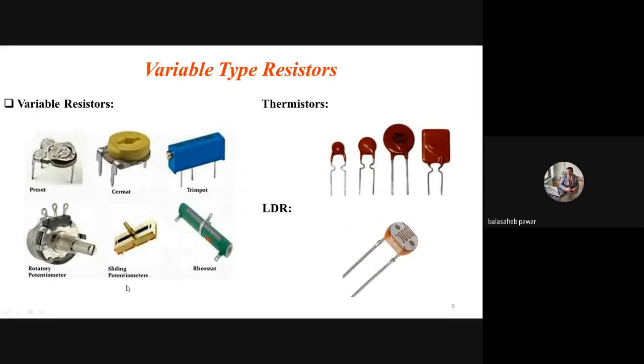Then the sliding potentiometer, which has somewhat the same function. And the last one shown here is a rheostat. Again, you might have seen this variable resistor either in the electrical lab or in our basic electronics lab. The rheostat again acts just as a variable resistor, but rheostats are used mostly for high power applications. That means the power handling capacity of a rheostat is the maximum as compared to all those shown.